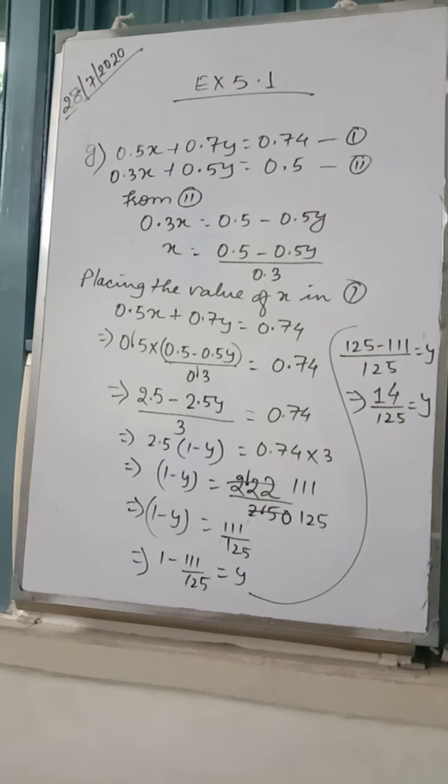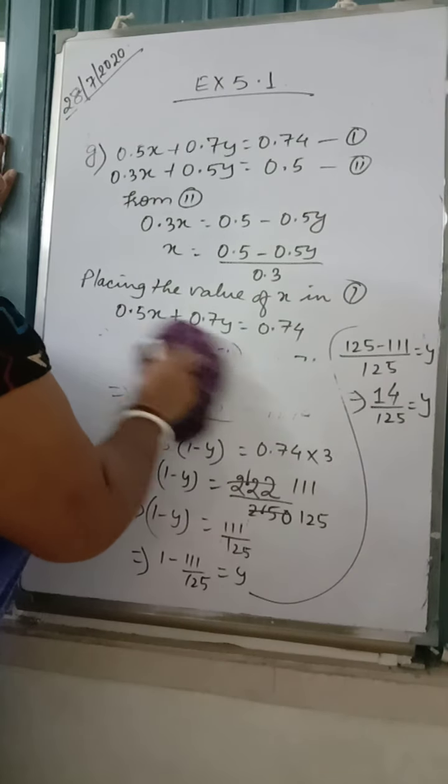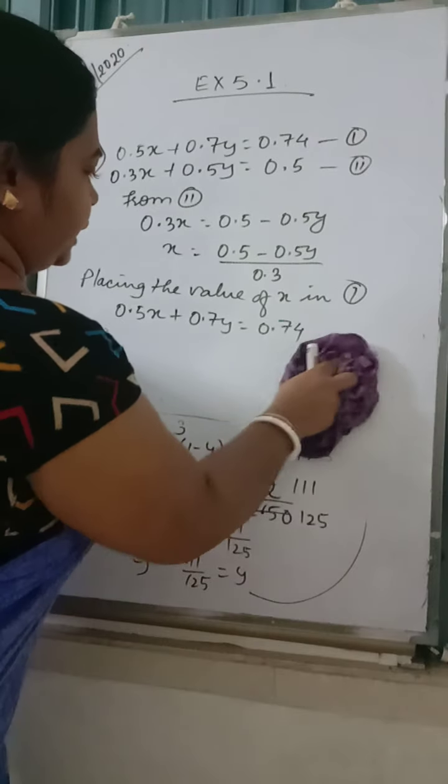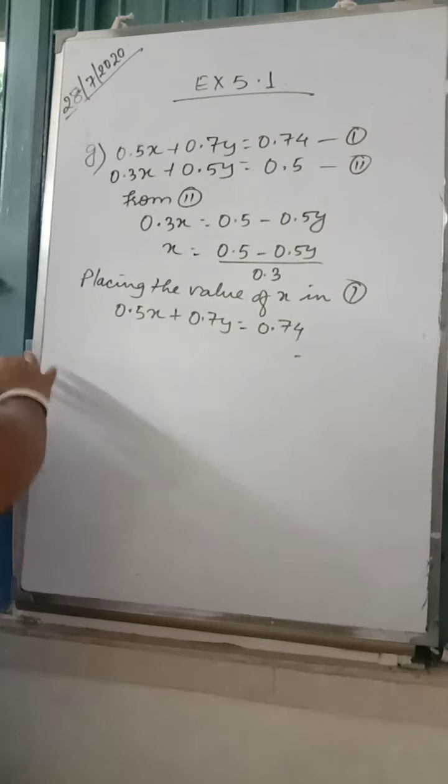Is something wrong? Sorry dear, this 0.7y is not added here. Only I have placed the value of x. I did not add 0.7y. That has to be added now. Sorry.